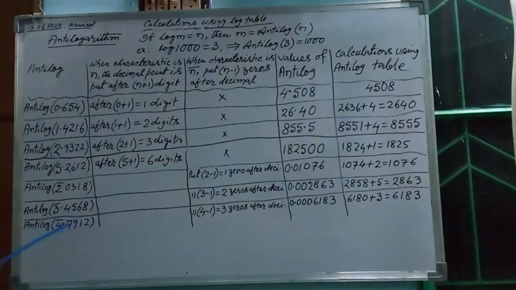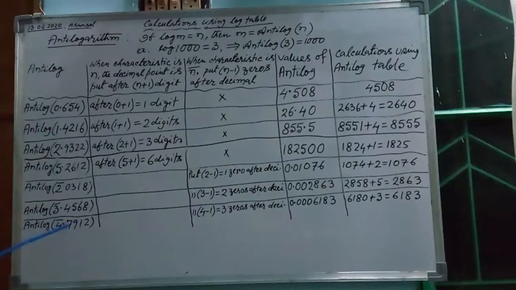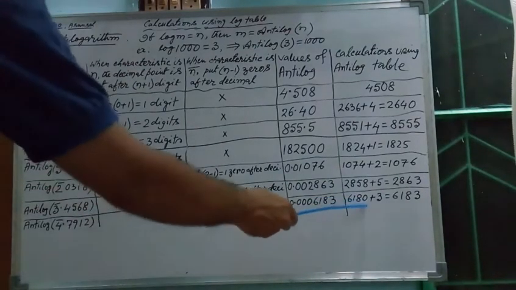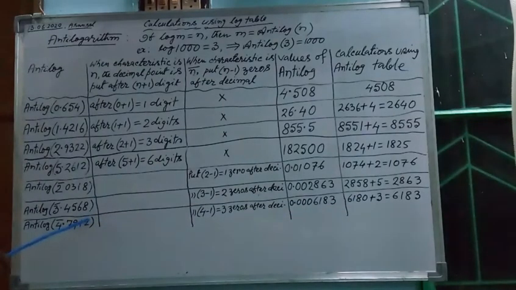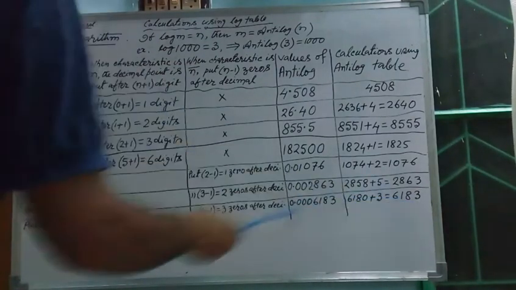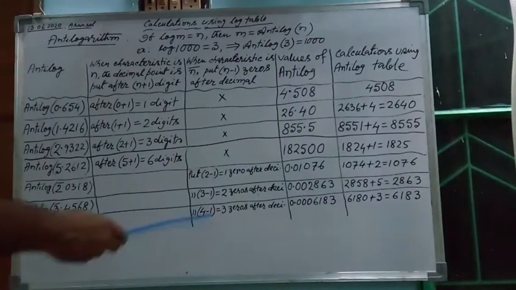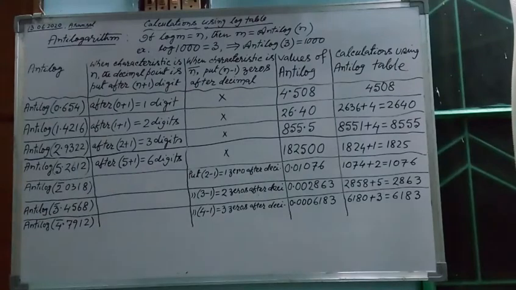Now, in this case, what we will see? We will look into the value starting with 0.79. Under the column 1, the value is 6180. And in the mean difference table, under the column 2, the value is 3. Now, add these two values, you will get 6183. And since it is 4 bar here, put 4 minus 1, that is equal to 3 zeros.